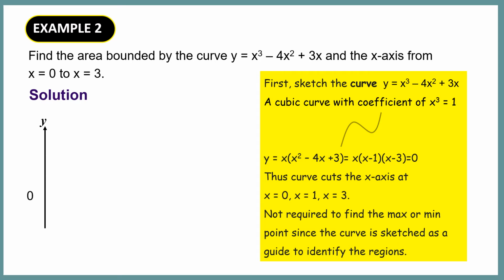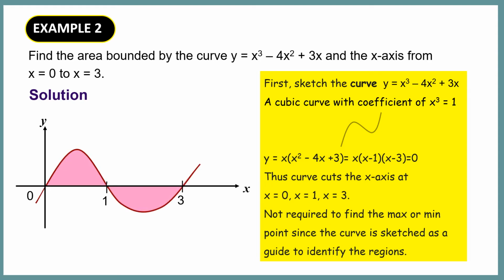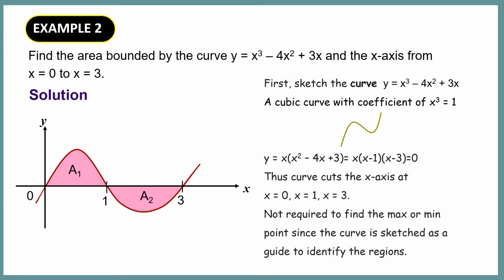So plot the y-axis and the x-axis and plot the curve. Notice that the region is bounded by the curve and the x-axis. The region that is on top of the axis, we label as A1, and the region that is below the x-axis we label as A2.